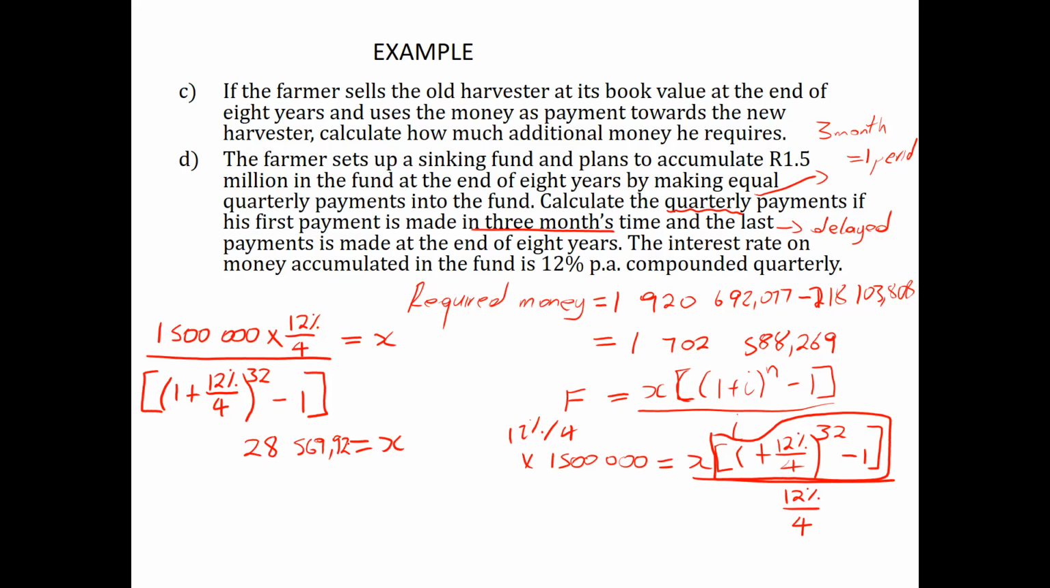So x will be this. These are quarterly payments that they have to make every quarter for the next 32 quarters. Remember, 32 is simply 8 multiplied by 4, which is the number of quarters.